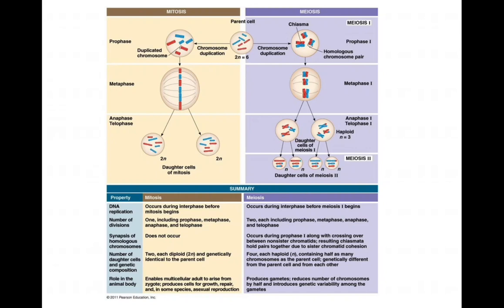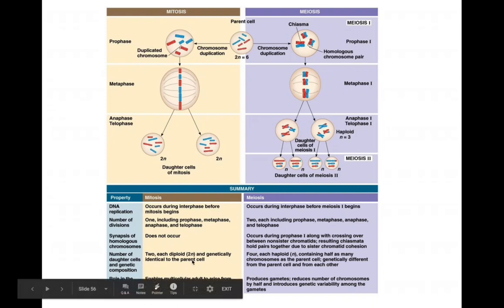So in meiosis, you're going to have that synapsis and the crossing over. That's going to occur between the non-sister chromatids. So the number of daughter cells you're going to get, in mitosis it's 2. They're genetically identical. In meiosis, there's 4. They're genetically different.